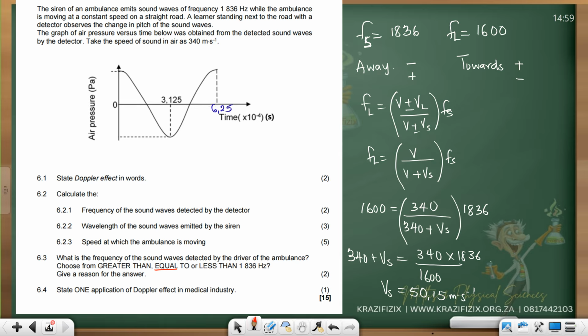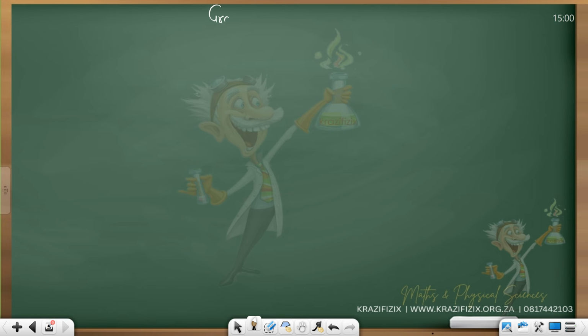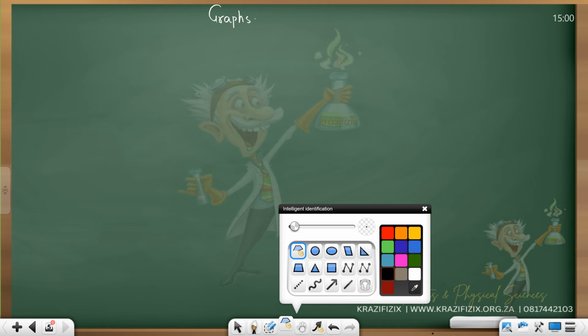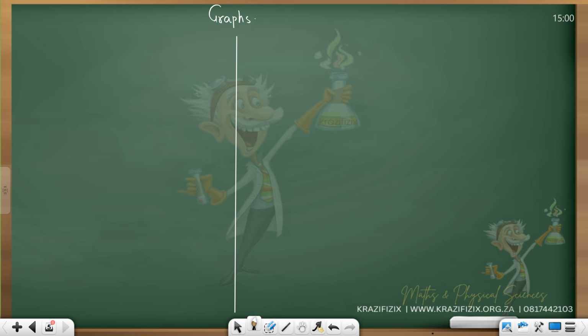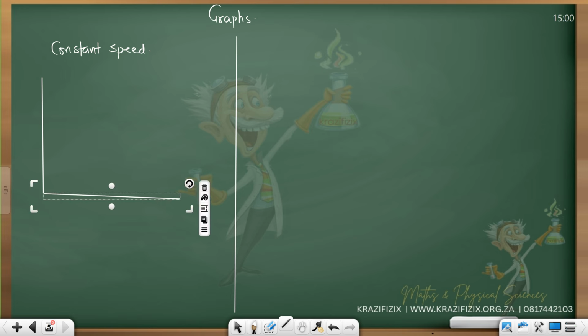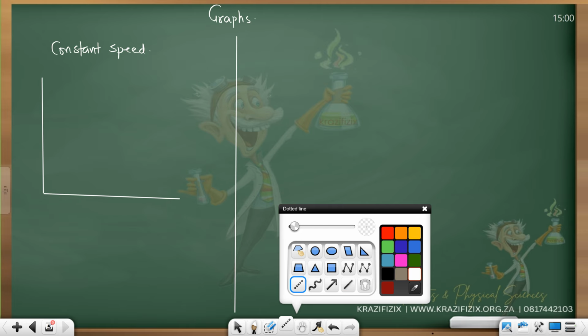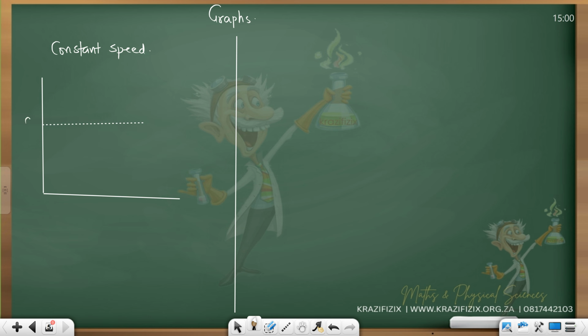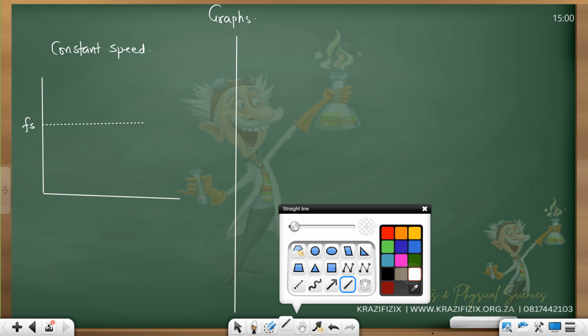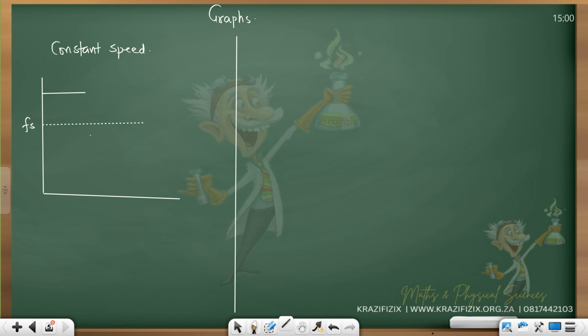Are we okay, please, everybody? Graphs. I'm going to draw three graphs. First graph, constant speed. If we are moving at constant speed, what are we going to expect? If that is the frequency of the source, since it's at constant speed, I'll have that and I'll have that. And you should understand what that means quickly. Let me write A here. I want to see if you guys will be able to tell me something here.